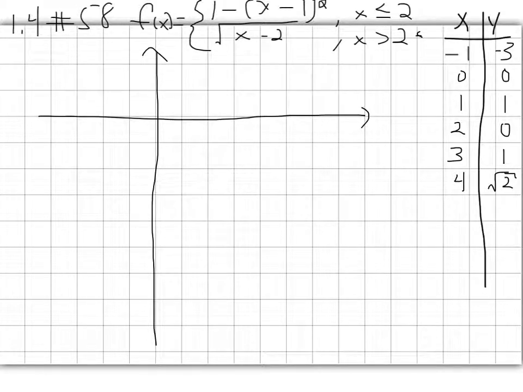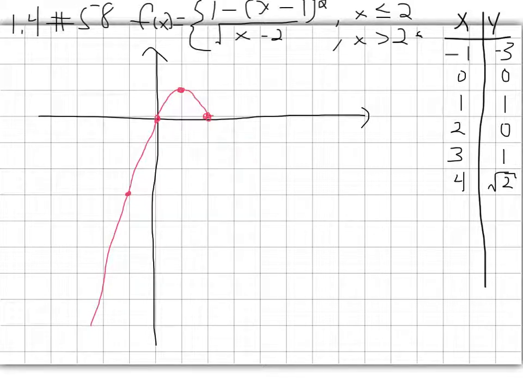Alright, so the points: negative 1, negative 3; 0, 0; 1, 1; 2, 0. And that's kind of our parabolic behavior. So this piece is going to act something like that, going down.